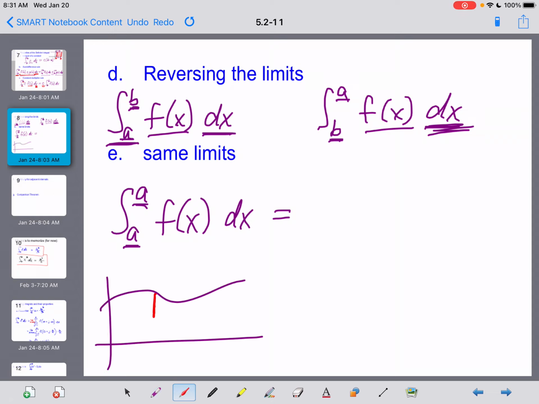You're going to begin measuring area right here at a, and instead of ending it over here somewhere at some other value that's b, we're instead going to end it right there where we started. And what happens, guys? We don't have a region. What we have is a line segment, and the area of that line segment, hopefully your geometry teachers taught you this well, is 0. So anytime you've got the same limits of integration, it doesn't matter what's going on here, as long as the lower and upper limits of integration are the same number, you'll always end up with 0. All right, that was E right there.